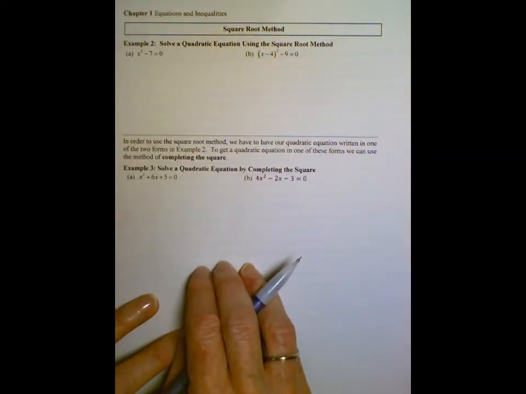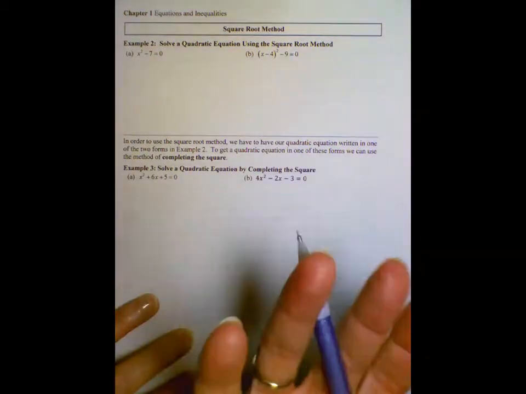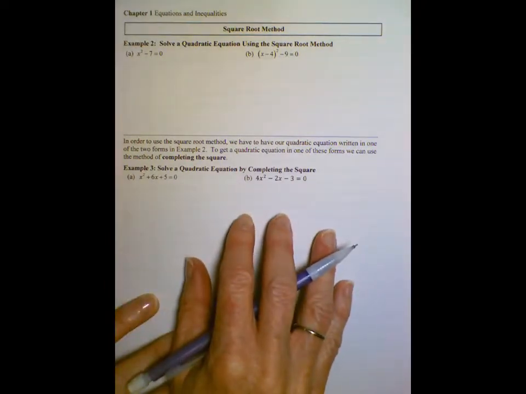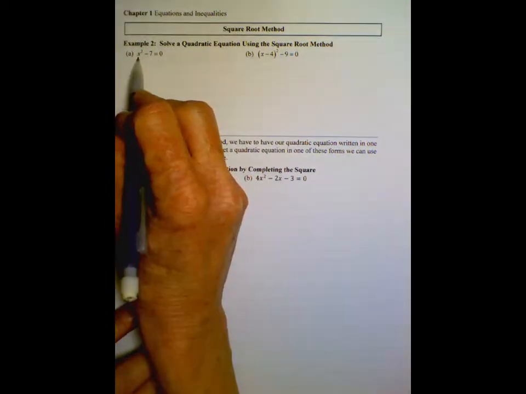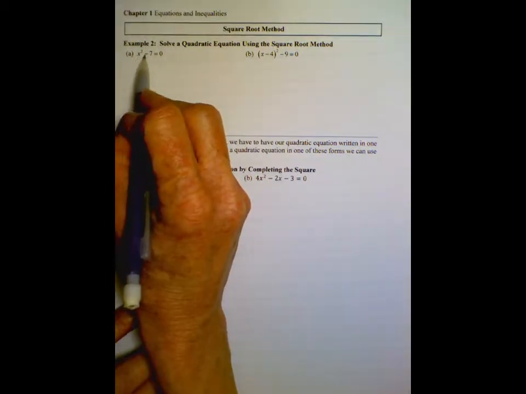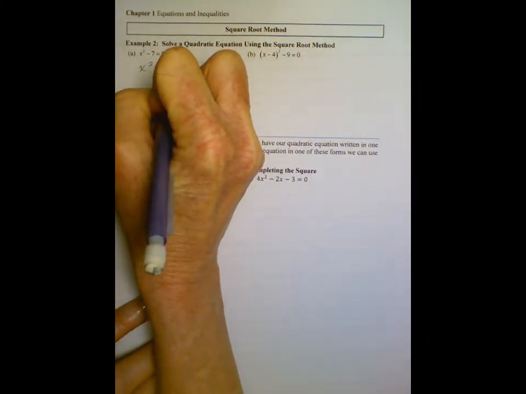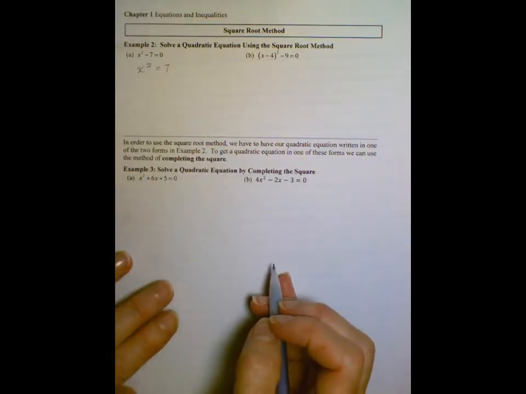The square root method has us have the variables being squared, usually it's x, but it could be something else, on the left side, and everything else on the right side, and then we take the square root. So in this case, we need to get the squared part by itself by adding 7 to both sides. And the square root method then says take the square root of both sides to find your solutions.